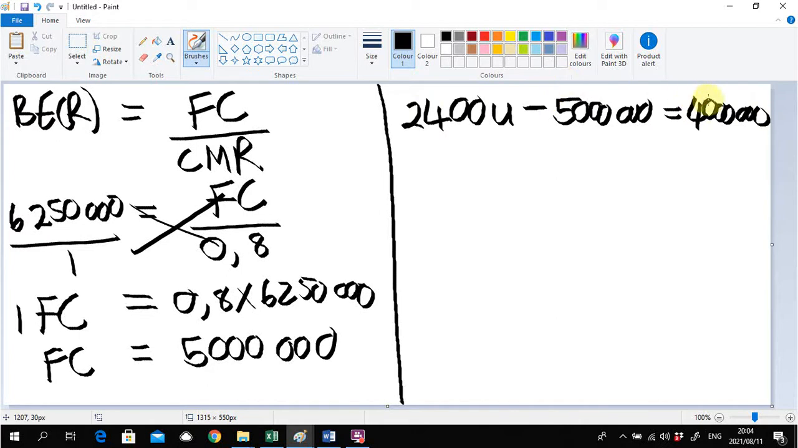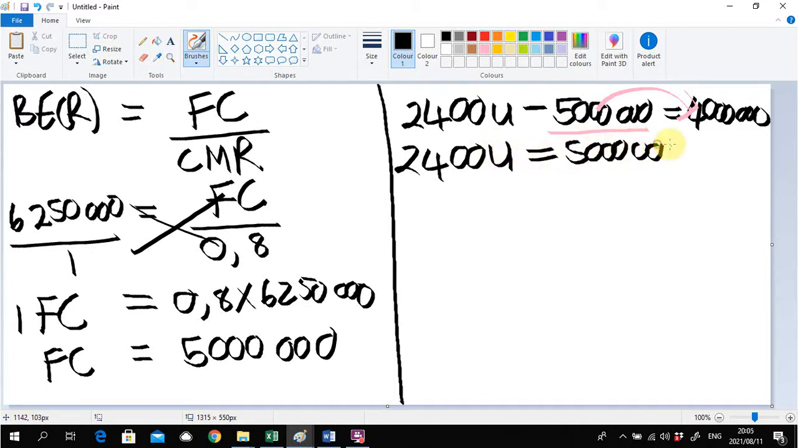Now I need to put all the figures that are similar to one side. So this 5 million will have to go over the rainbow and be added. That means it's 2,400, so that's the contribution per unit. So times the number of units should give us 5 million plus 4 million.